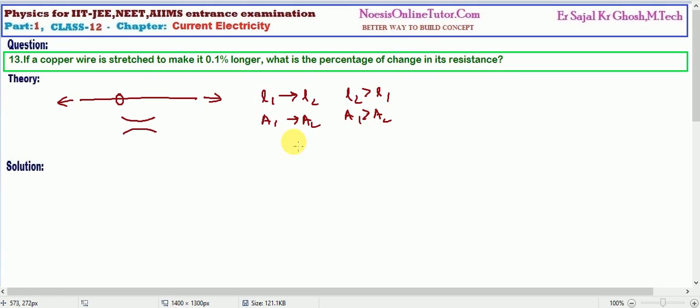Then in both cases the resistance of the resistor should increase, because we know resistance equals resistivity into L by A. That means resistance is proportional to L and inversely proportional to A. As L is increased, resistance increases, and A is decreased, which again contributes to increasing the resistance. We have to calculate the final resistance after stretching 0.1%.